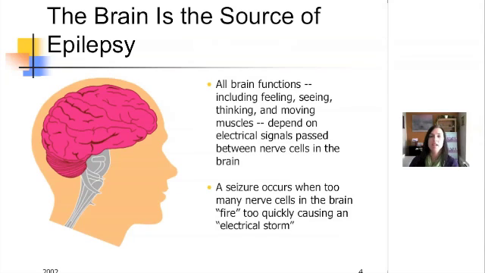Let's see, the brain is where epilepsy starts. So all the brain functions like seeing, thinking, moving, sensations can be affected by this electrical activity happening in the brain. And that's how come you see the seizures happening. So people may have seizures where it's just a feeling, or people may have seizures where it affects their movement. And a seizure occurs, like I said, like a lightning storm in the brain. So it's where nerve cells fire too quickly or too much at one time, and the brain can't handle that, and then your body reacts.